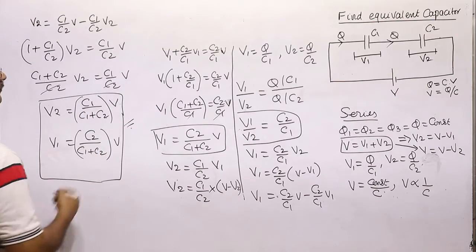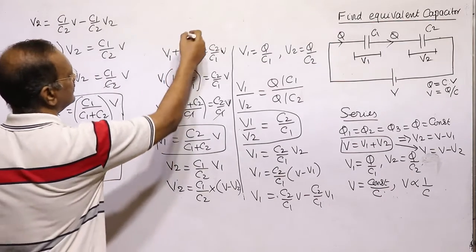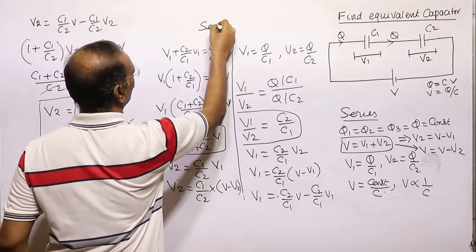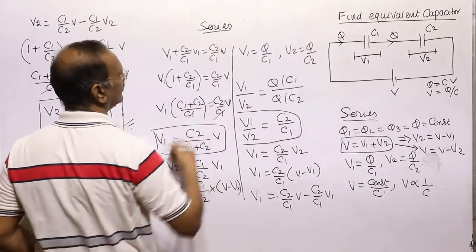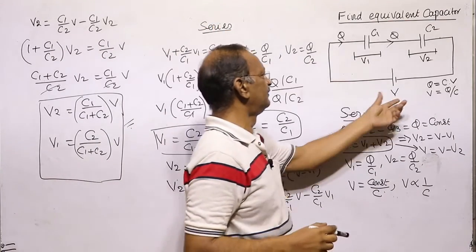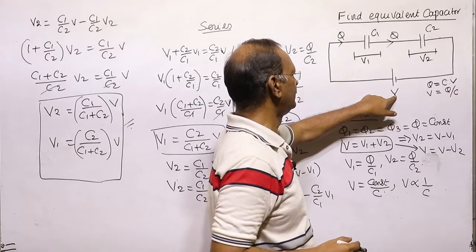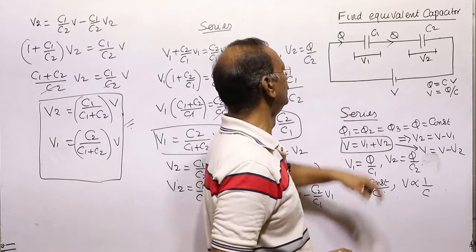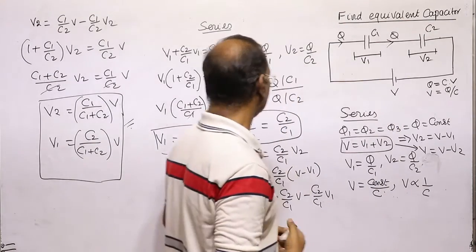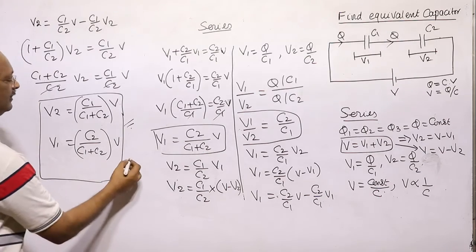This is how, for a series circuit, we calculate the voltage distribution from the supply voltage, the applied voltage. This is how we can calculate V1 and V2.